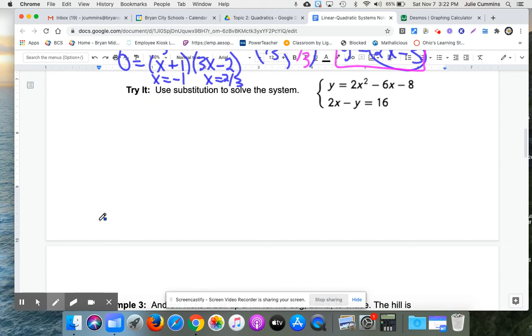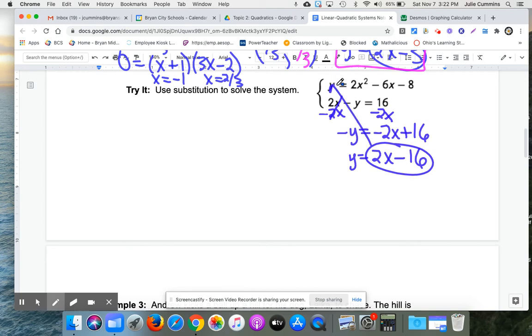So I'm going to solve this linear equation for y, because that looks easy. We get -y equals -2x plus 16. Divide everything by -1. And that's what we get. We're going to use substitution. So we're going to take all of that and plug it in for y up here. So we get 2x minus 16 equals 2x squared minus 6x minus 8.